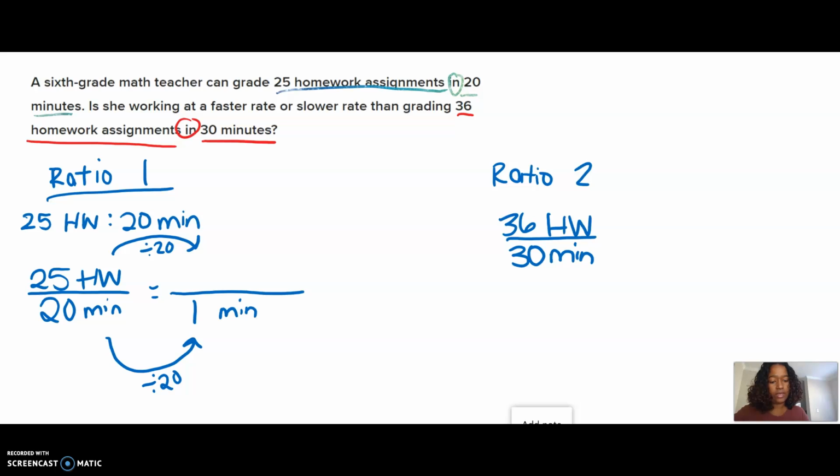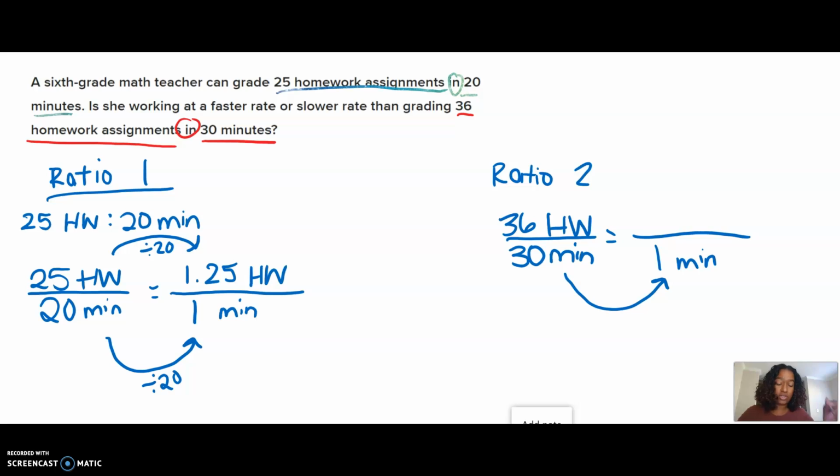25 divided by 20 is 1.25 homework assignments. So in 1 minute, she can grade 1.25 homework assignments. That's impressive. And for ratio number 2, we want to figure out how many assignments you can grade in 1 minute with the second ratio, right?